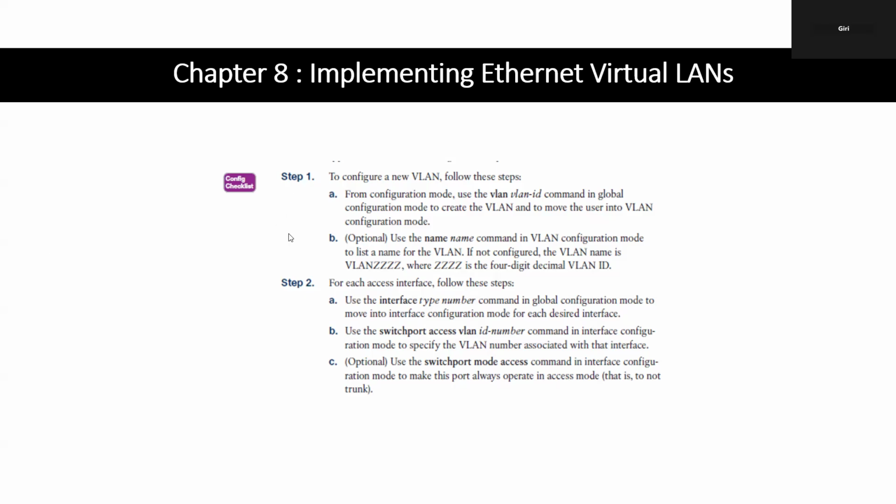Step one, step 1a, is to configure a VLAN. We go to global configuration mode and use the vlan vlan-id command, so we give it an ID, a number. This command in global configuration mode creates the VLAN and moves the user into VLAN configuration mode. Optionally, we can use the name command in VLAN configuration mode to list a name for the VLAN.